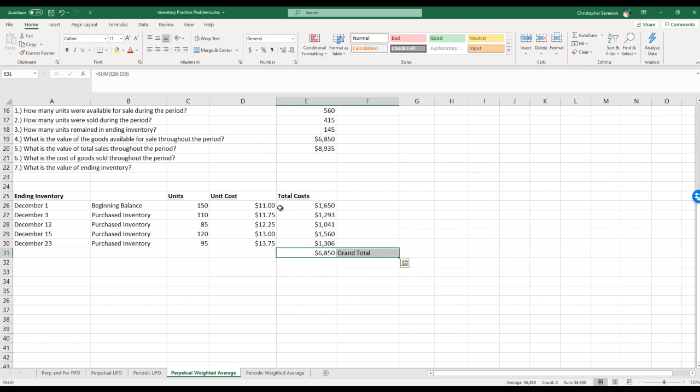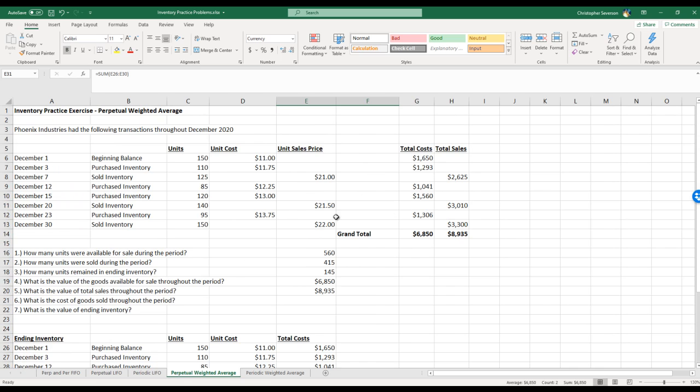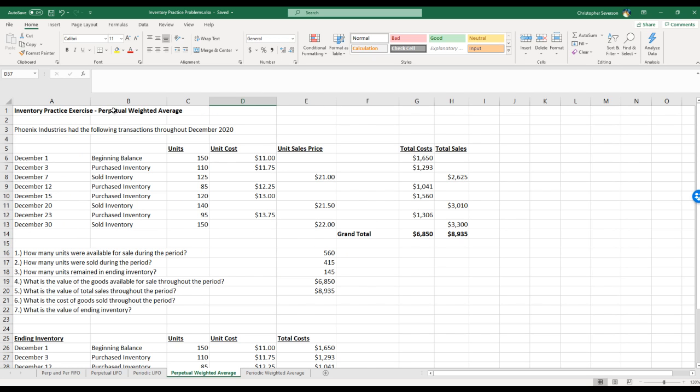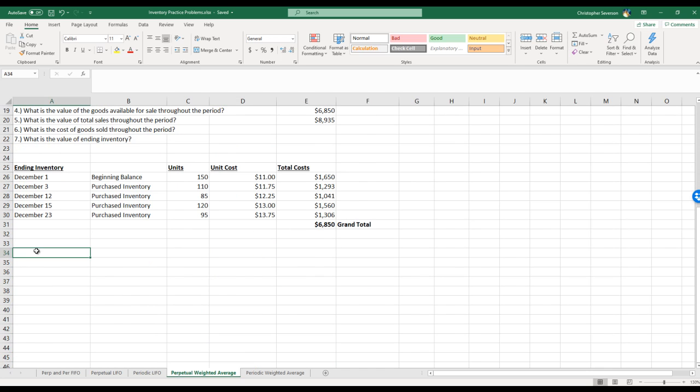That was that 6850 from up above, right here. So now this method is the trickier one because, first of all, it's perpetual, so we have to do this every step of the way. By the way, I'm going to create another section called cost of goods sold. I'm going to put in a unit count and unit cost, and then we'll get a total there as well.